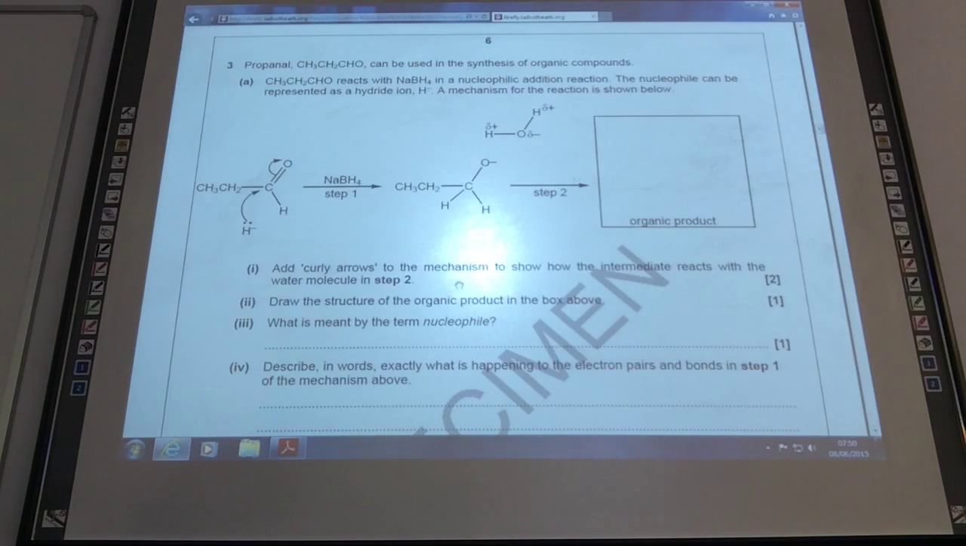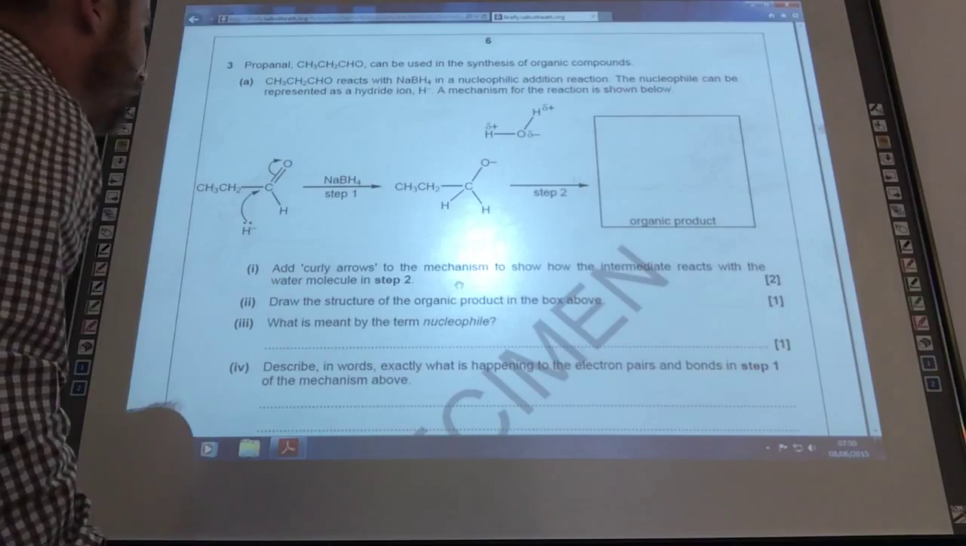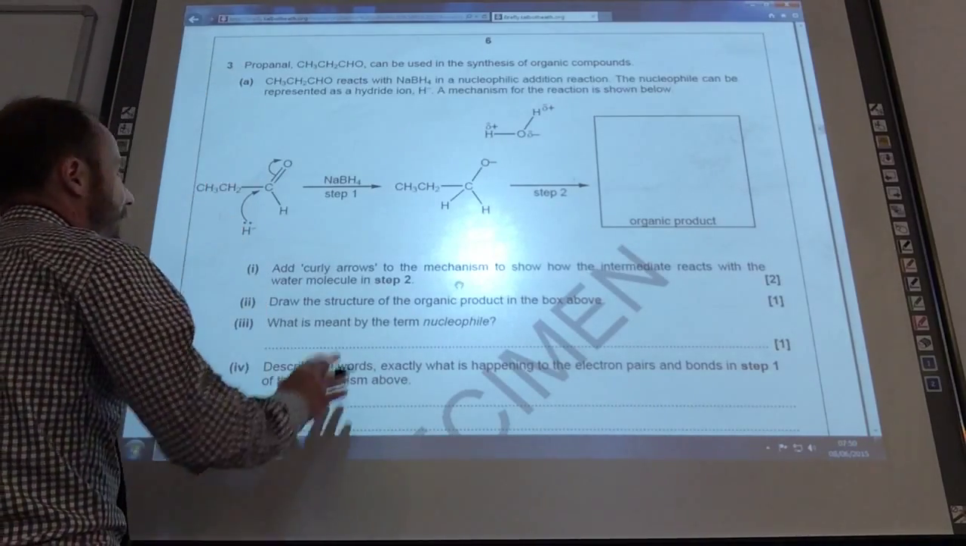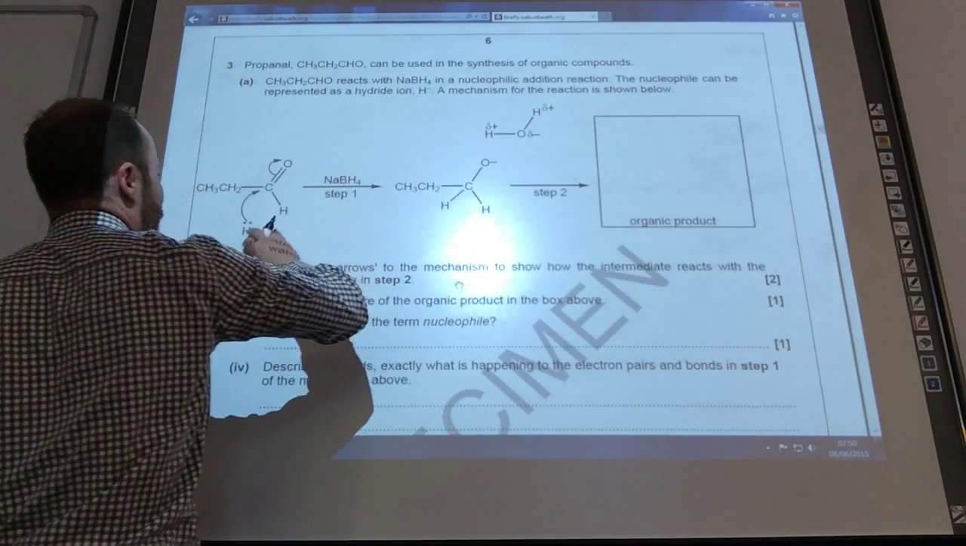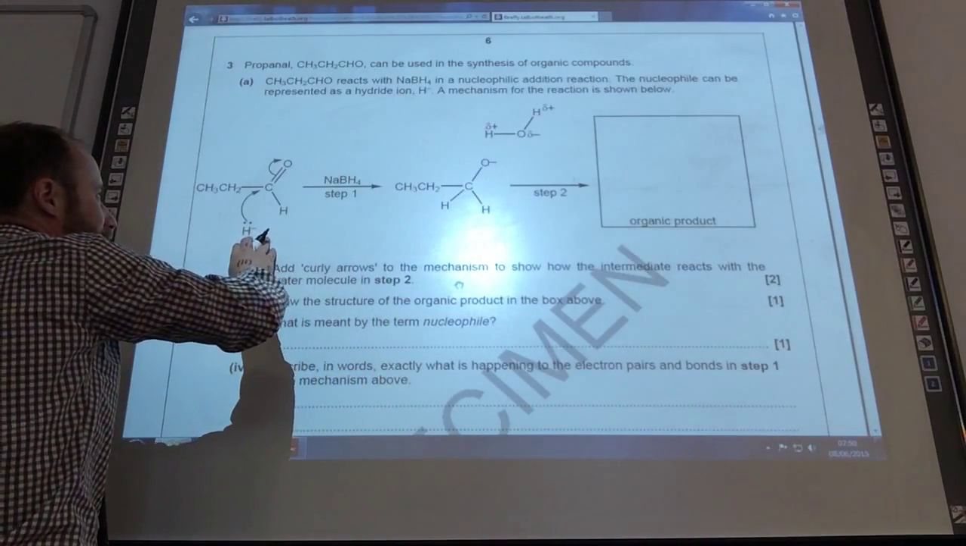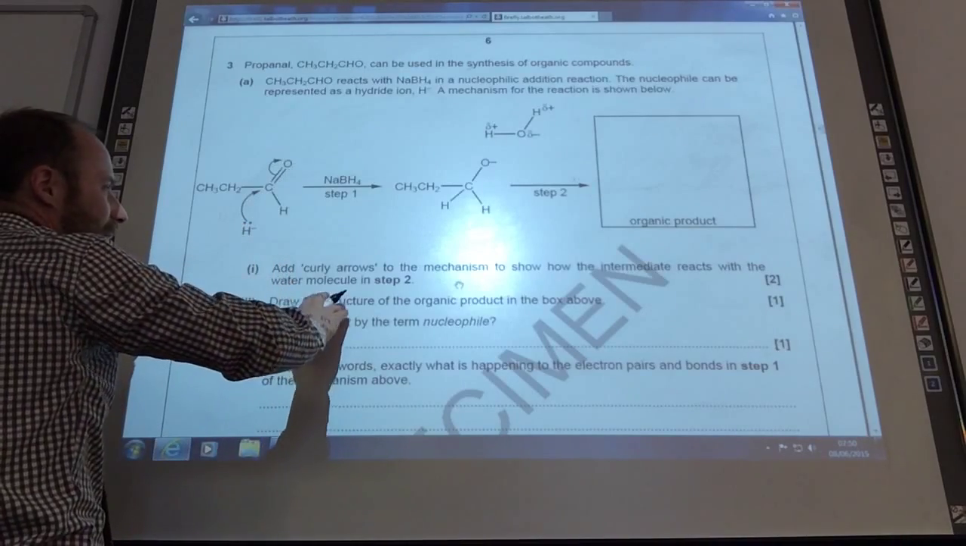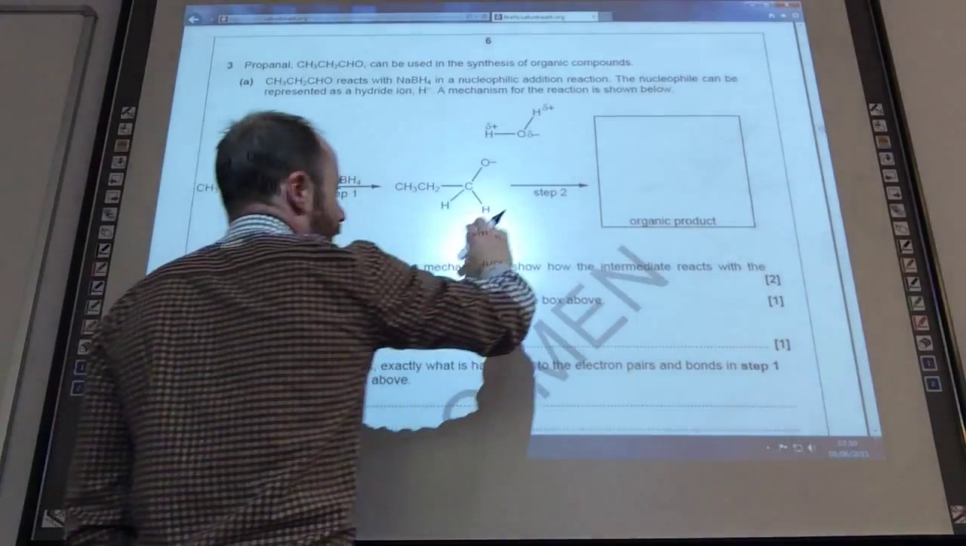Right, we've now got a nice mechanism. This, of course, you'll recognise as being nucleophilic addition. And I'm using sodium borohydride, which produces a hydride ion. They've given me the first step. What I have to do is add curly arrows to this step.